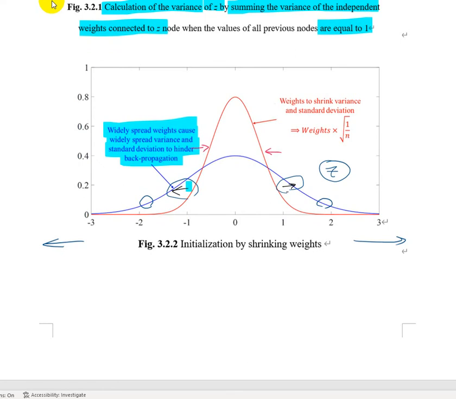So shrinking the weights, variance and standard deviation, is going to make your backpropagation keep moving towards the revision of your weights and biases. That's what we intend to do. And this was done by excellent researchers, He and maybe Xavier and Gareth, and those people found a way to shrink these weights from widely spread neural values.